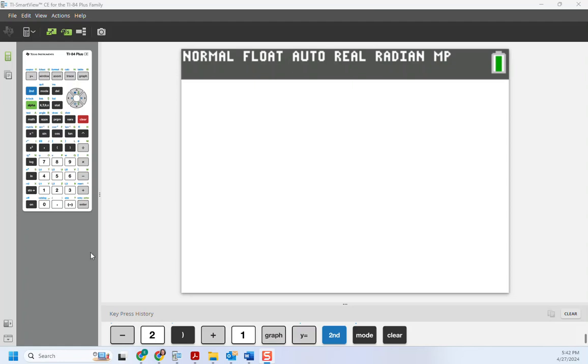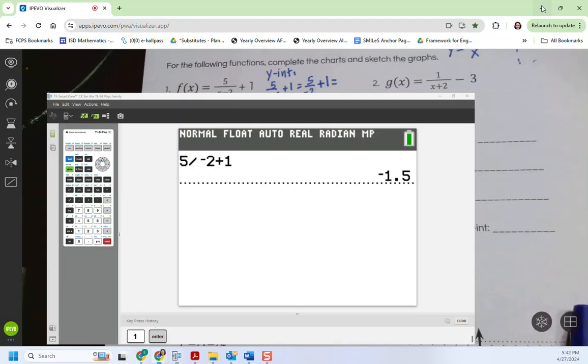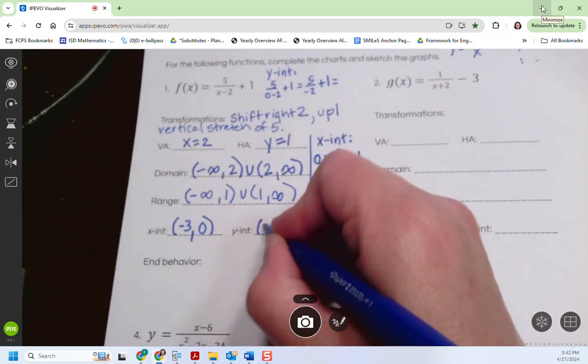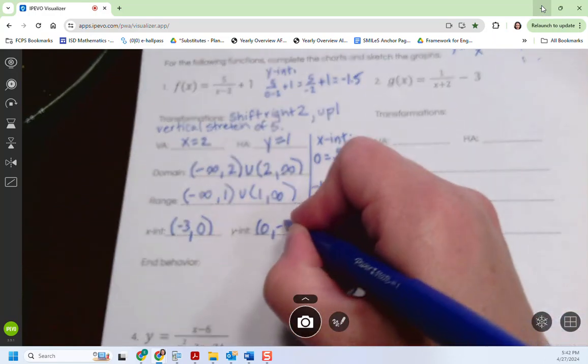All right, so it was 5 divided by, remember the negative sign is different from the minus sign, negative 2, and then plus 1. All right, so I get negative 1.5. That makes sense. All right, so my y-intercept, I put 0 for the x, and I got negative 1.5 for the y.